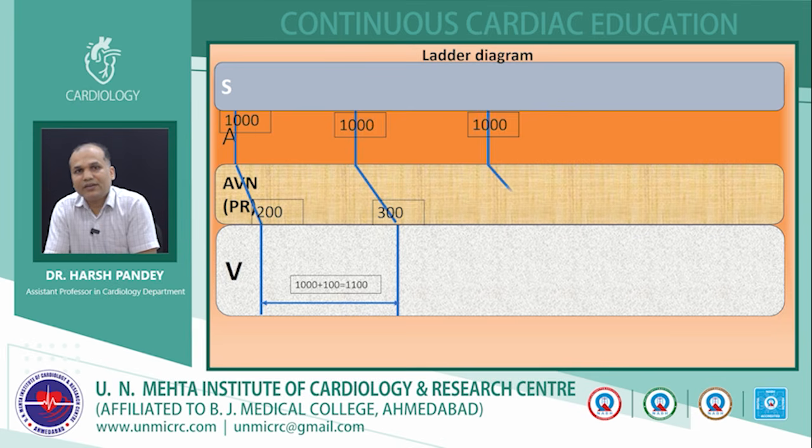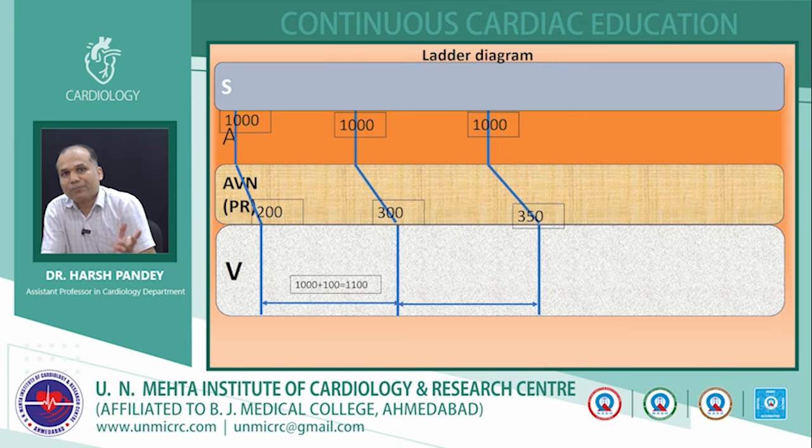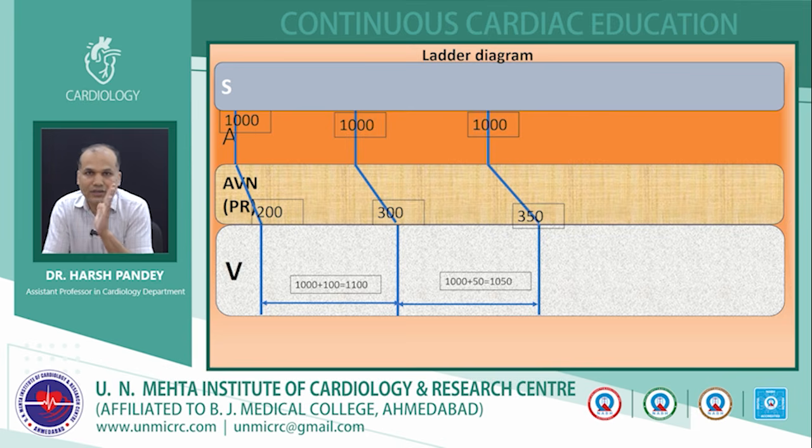On the third beat, there is a further increment, but the increment was only 50 milliseconds now, from 300 to 350, and the next RR interval is formed by 1050 milliseconds: 1000 milliseconds duration of the P wave and the 50 milliseconds delay at the level of the AV node. So you have to see the absolute increase, not this 200, 300 or 350. You have to see the absolute increment. From 200 to 300, there is a 100 millisecond increment. From 300 to 350, there is a 50 millisecond increment in the AV nodal delay.